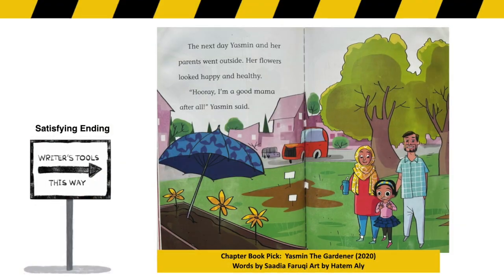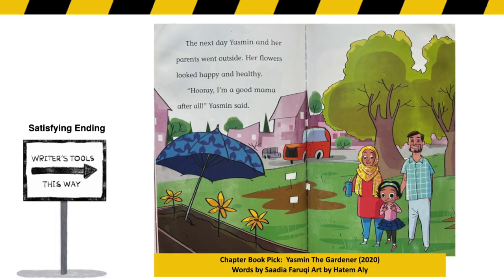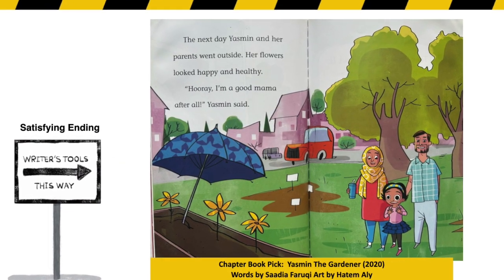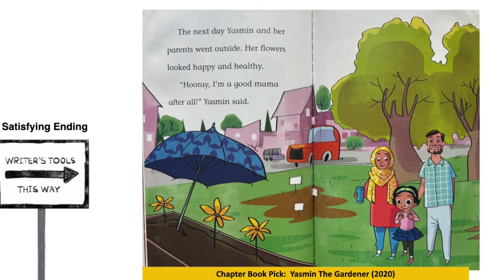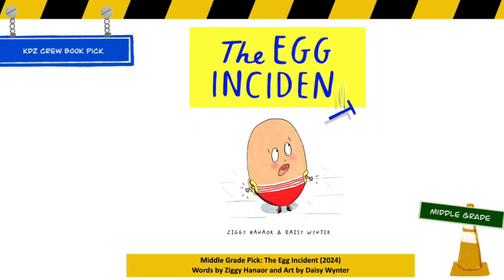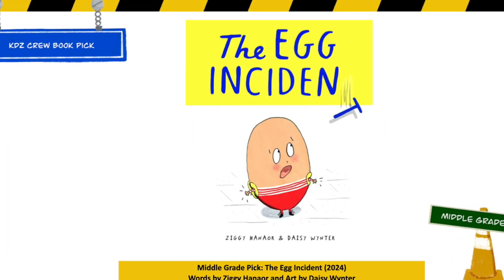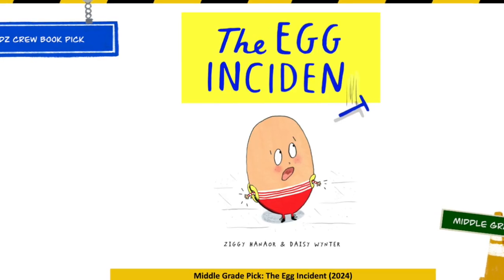Quote, "The next day, Yasmin and her parents went outside. Her flowers looked happy and healthy. 'Hooray, I'm a good mama after all,' Yasmin said." End quote. Although she seeks out support from her elders, Yasmin uses her imagination to help her plants thrive and boost her self-esteem. Morgan's middle grade book is The Egg Incident by Ziggy Hanor and art by Daisy Winter.